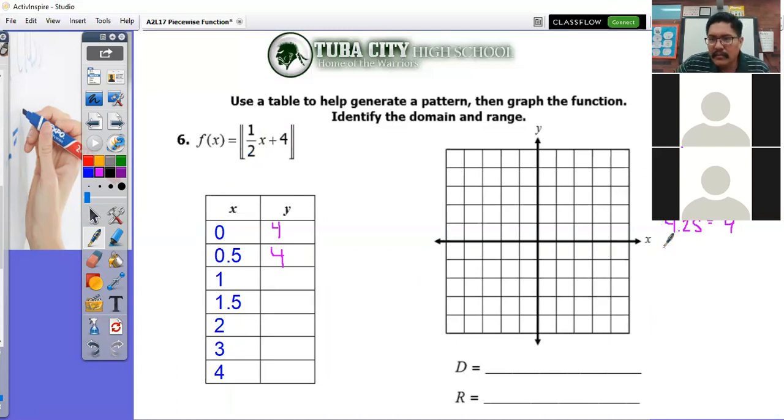All right, let's go ahead and plug in 1. Now this should be an easy one, because 1 times anything is going to be that same number. So half of 1 would be 0.5, plus 4, that'd be 4.5. And if I were to round that, it would be 4, so we get another 4.